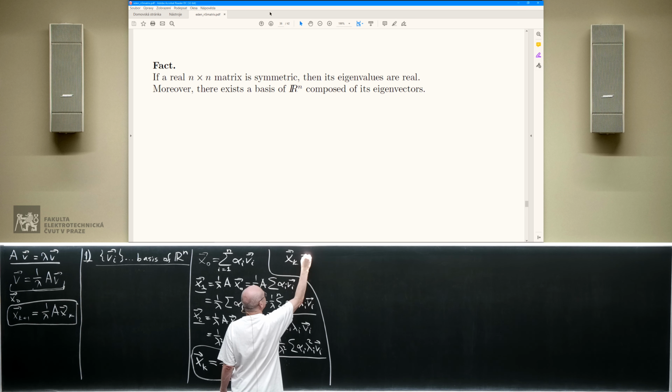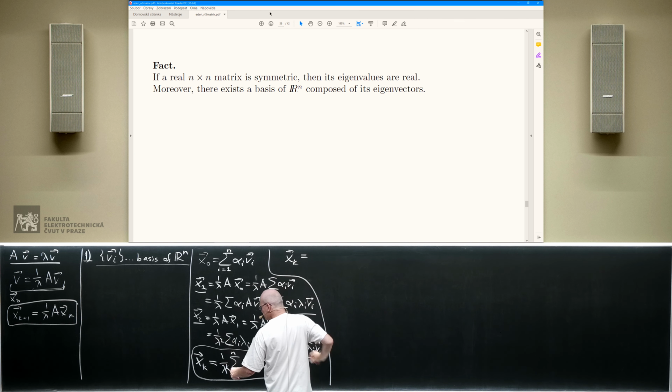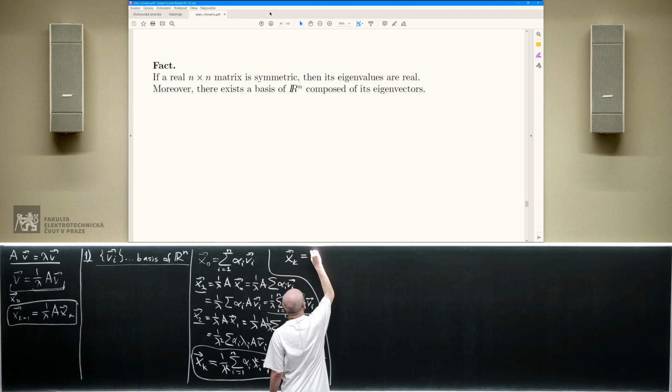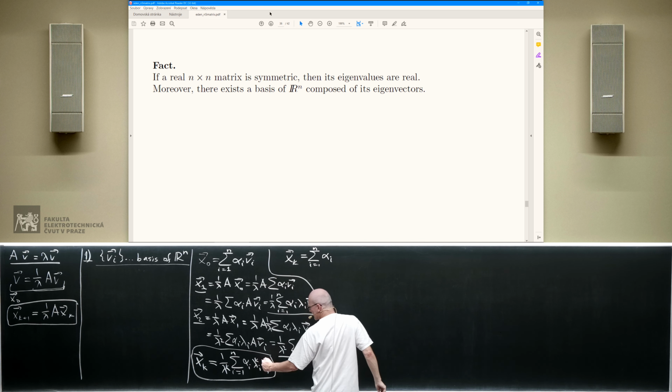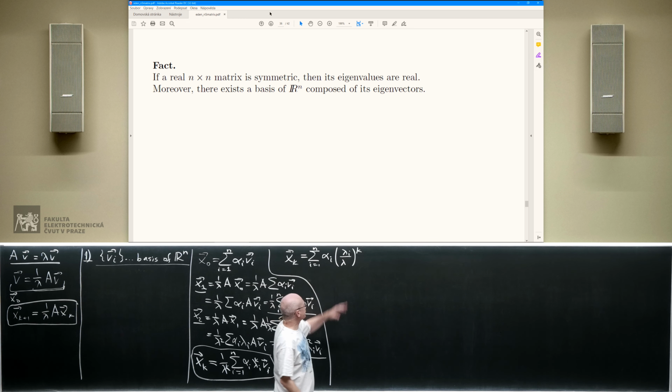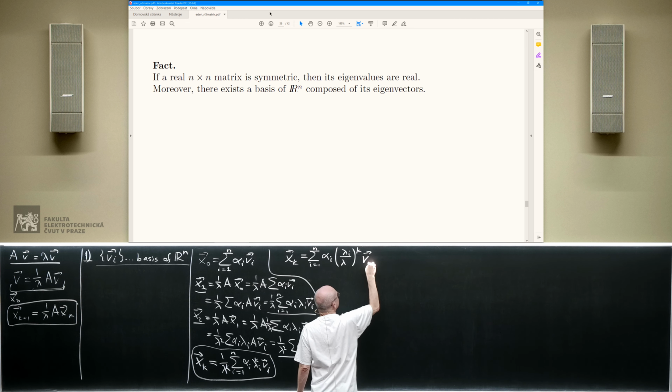Xk is, and I'm going to take 1 over lambda to the power k and move it here, connect it in the sum with the other lambda i's. So the summation, the coefficients alpha i, and now the lambdas I put together and connect into one power, like that. So it's lambda i over lambda, all to the power k, and the eigenvectors vi.